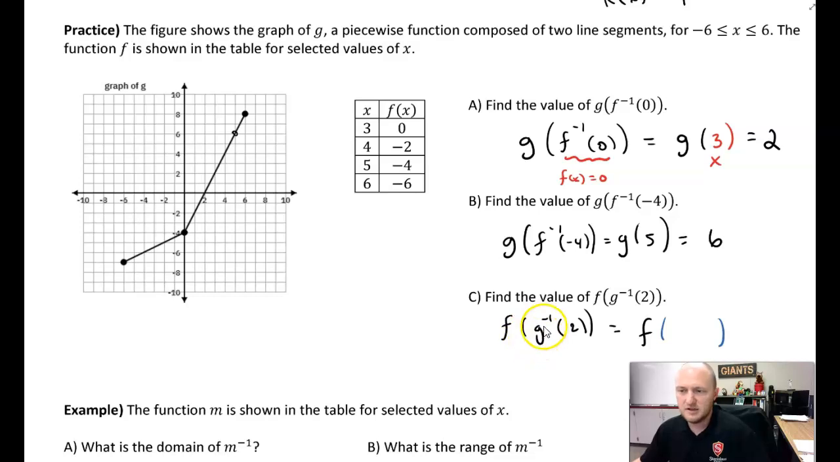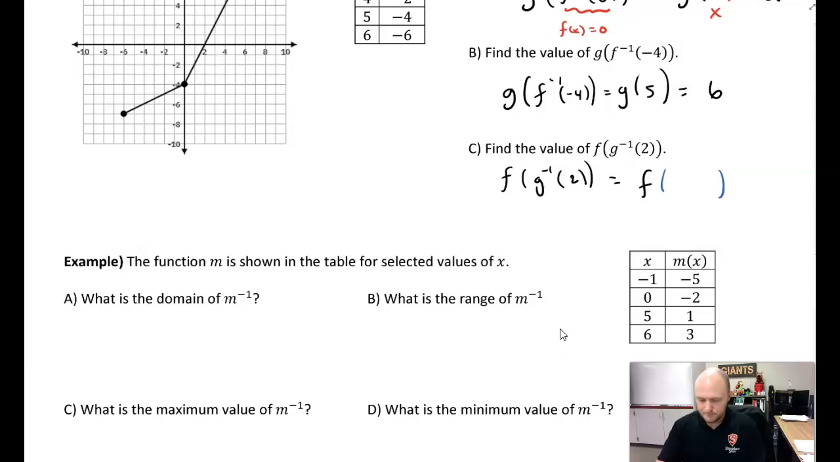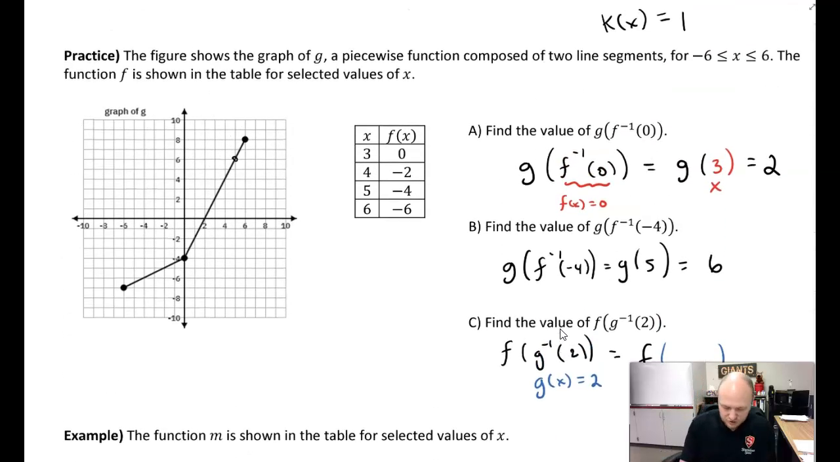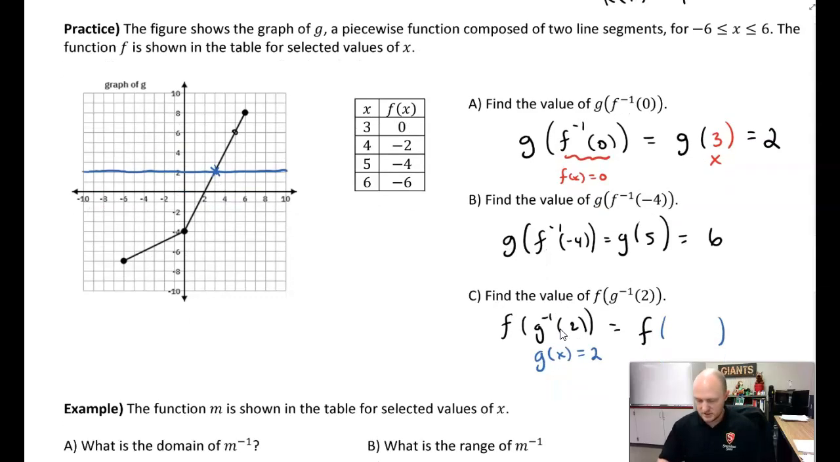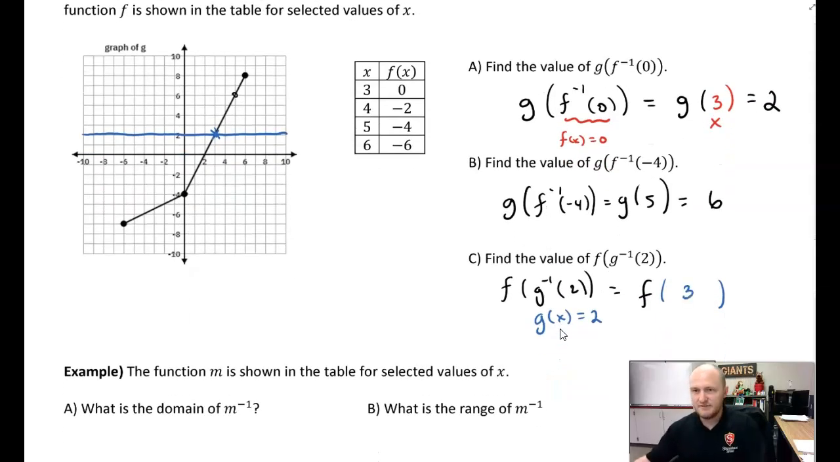So f of G inverse of 2. Here, this is saying, where is G of x equal to 2? We can use our graph G, and I'm going to set it equal to 2, and this occurs at this x value, which is 3. So now I have f of 3, and you should be able to get your answer here, which is pretty simple and straightforward. 3 gives us 0, right? Okay, that's it. Multiple forms, not too difficult.